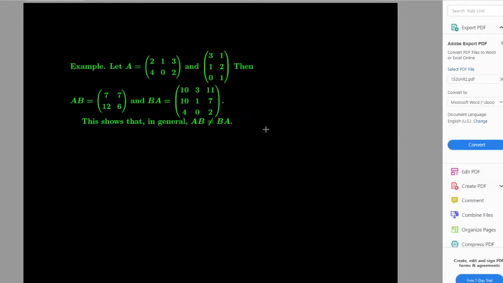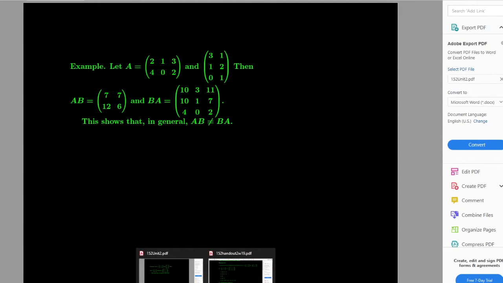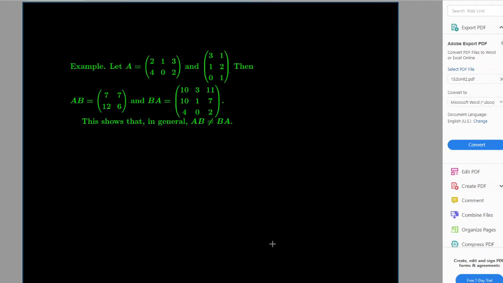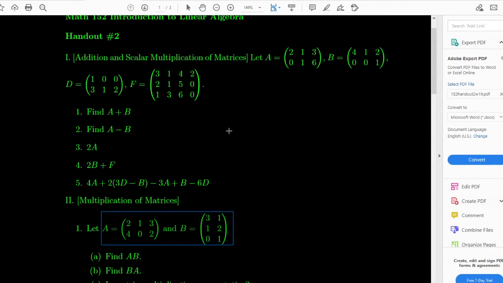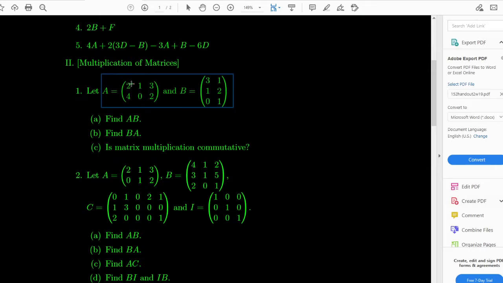Any other questions? If you don't have any questions, then we move on to more questions. I think we did part two. We computed AB. We computed BA. We answered question C. Is matrix multiplication commutative? So the answer to C is no, right?